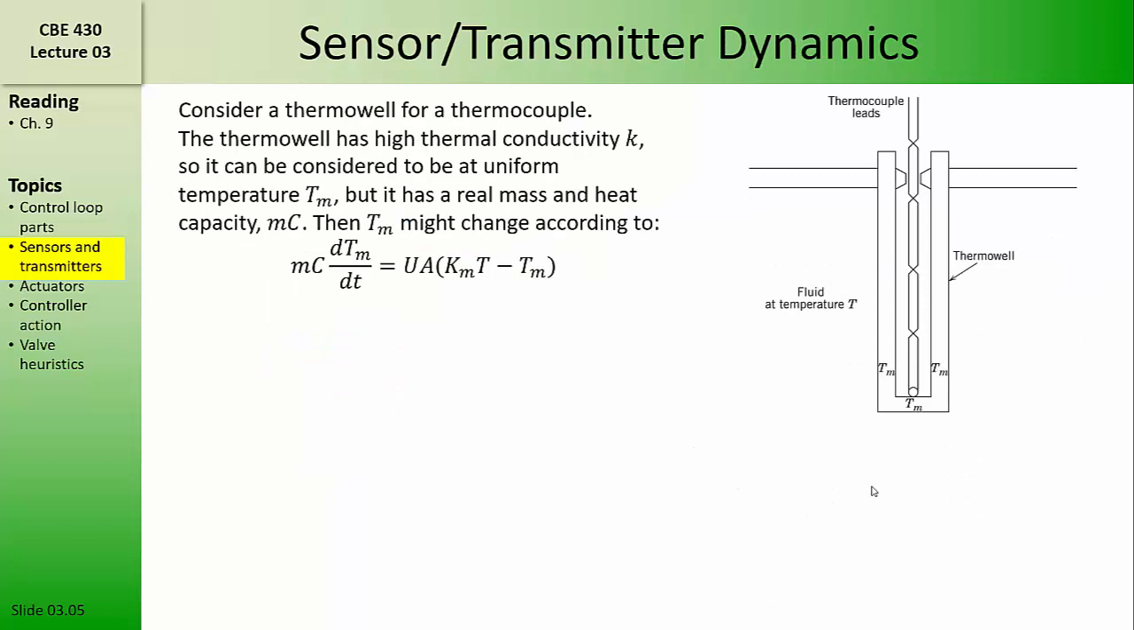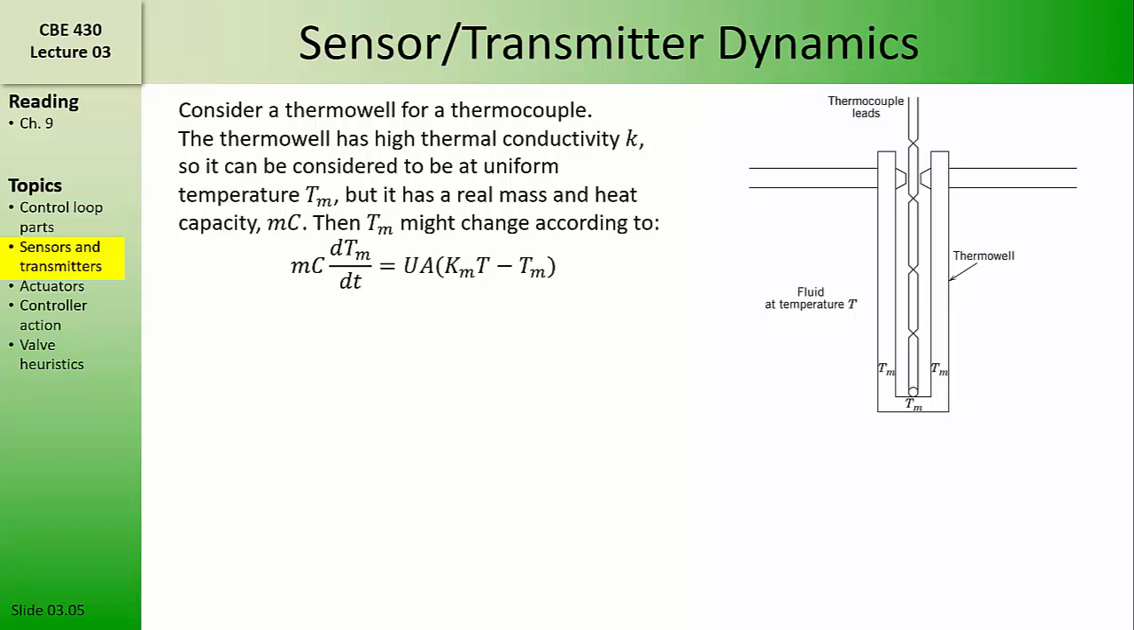To understand why sensors and transmitters have dynamics, consider again the thermocouple. In this case, the thermocouple leads create a voltage that varies depending upon the temperature of a junction between two dissimilar metals. That junction is usually protected by a thermal well. The thermal well might just be a stainless steel coating around the thermocouple leads, or it could be lined with glass to protect it from corrosion, and then inserted into a process vessel where it's actually the thermal well that's in contact with the process fluid at temperature T. That thermal well itself has its own heat capacity and mass.